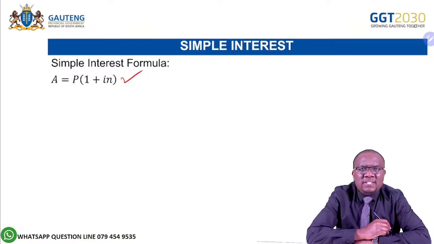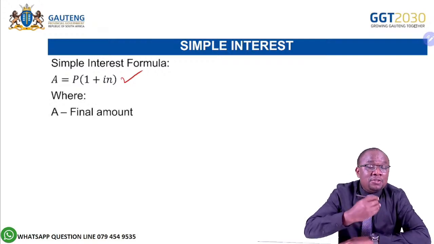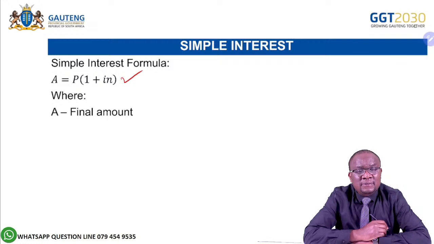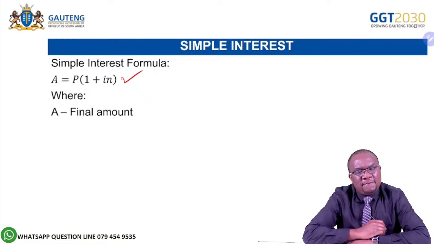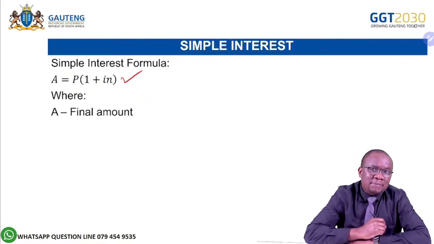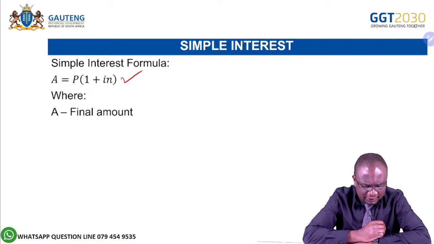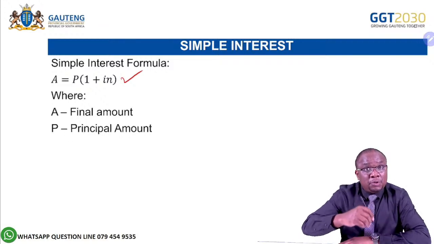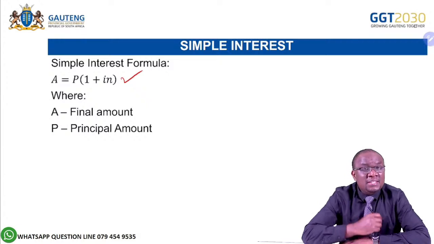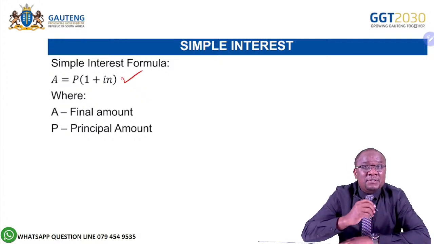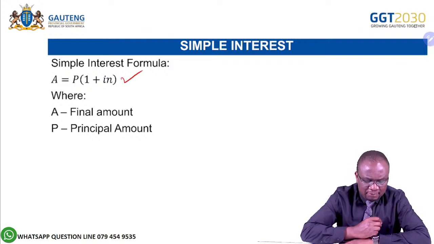Okay. What are these variables? What is A? What is P? What is I? What is N? Right. Where A is the final amount, the accumulated amount. Like there, when you calculate it for the first year, we say that 5,000 grew to 5,500. 5,500 is the accumulated amount, or the final amount. And then P is the principal amount, the amount borrowed or invested. Like the example we're talking about there, the principal amount is the 5,000. You see that? That's the principal amount.